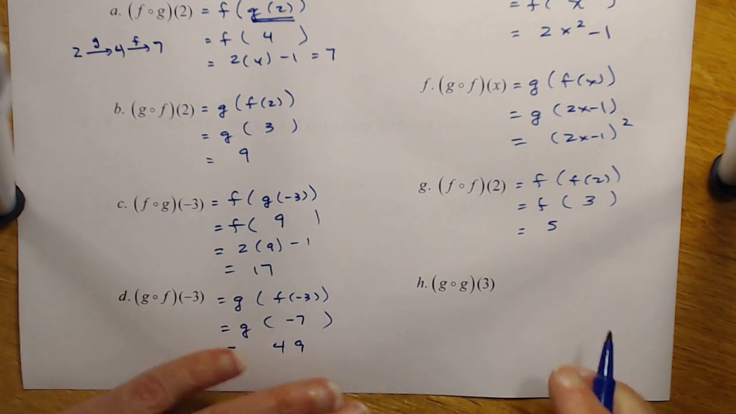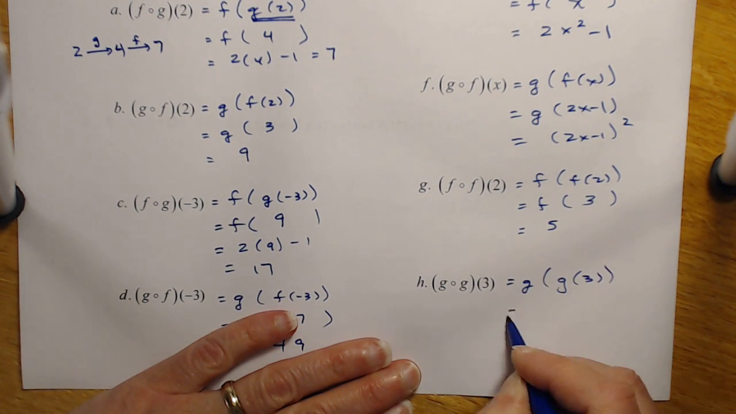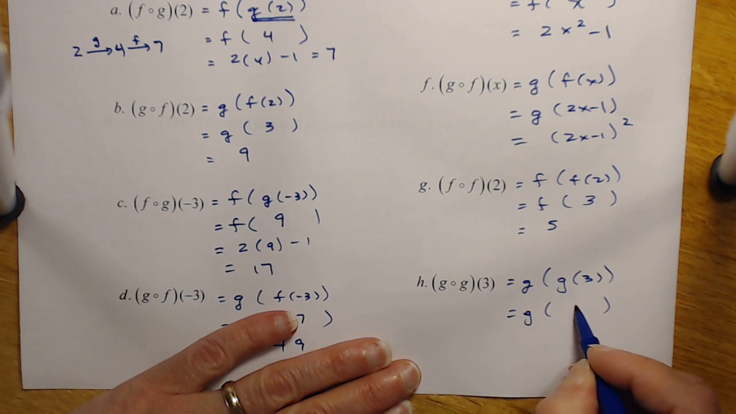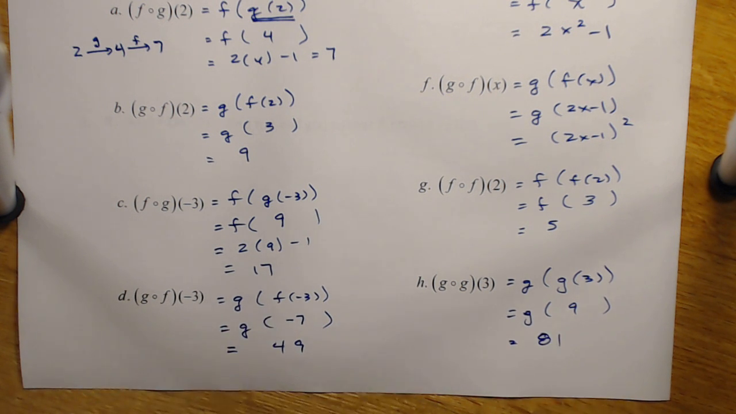Okay. And then g of g of 3. Remember, g is our squaring function, so we square the 3, we get 9. What does g do to 9? G always squares, so we get 81.